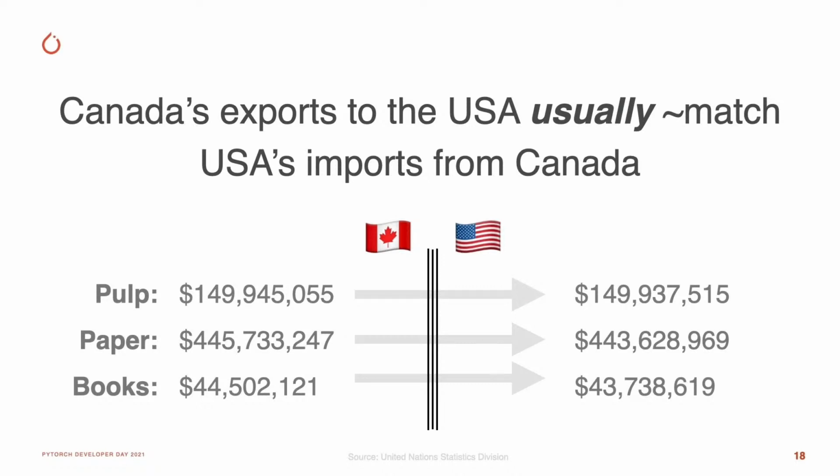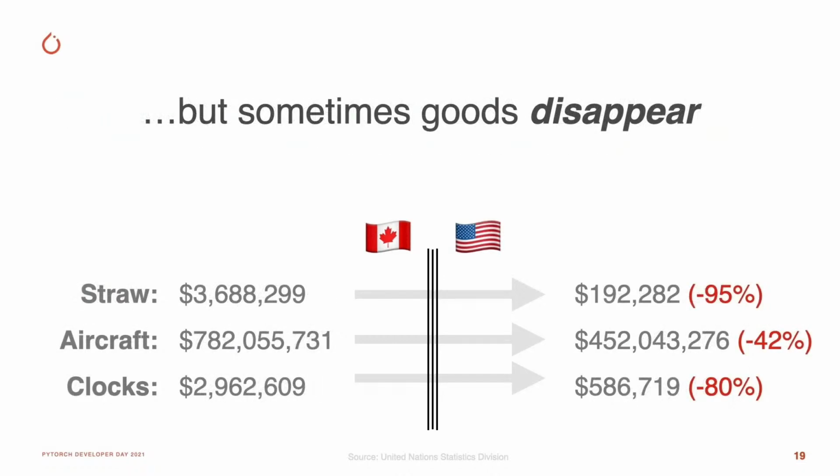So you may or may not be familiar, but Canada and the United States, for example, each measure the amount of goods that are going over the Canadian-US border. But often these things don't match. Usually they match just like they do here, but sometimes goods can disappear, right? Canada has a record of goods that are supposedly going to the United States, but the United States doesn't have any record of having received them.